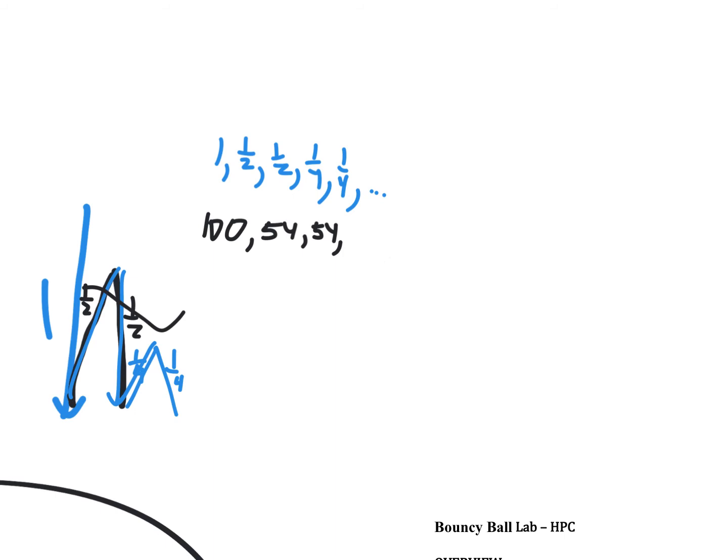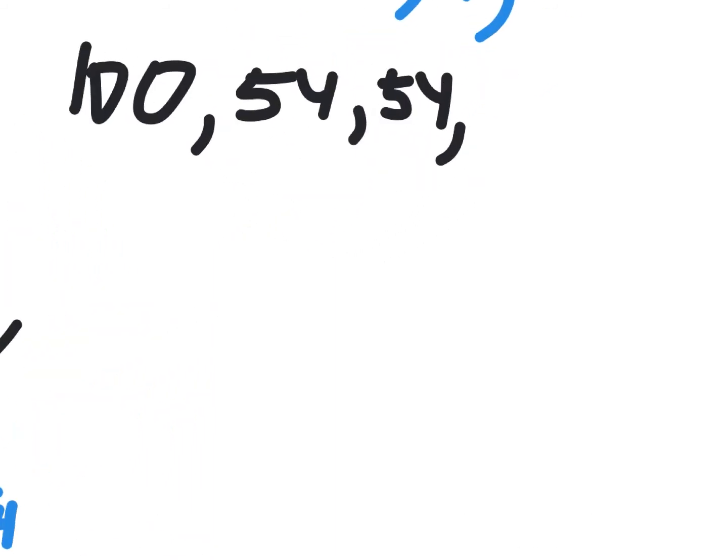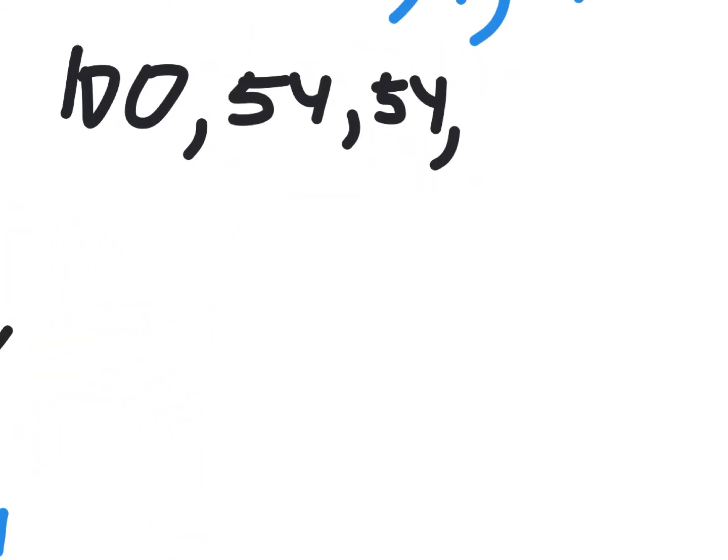So the first thing you need to do is, this is actually going to be a lab. What you did before, that was scratch work, okay? But you can use these numbers, where it starts with a 100 centimeter drop, and then it comes back up 54, okay? And then it goes back down again 54. So that's your data, all right?